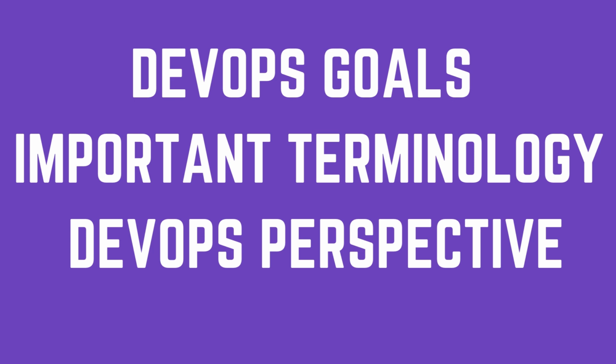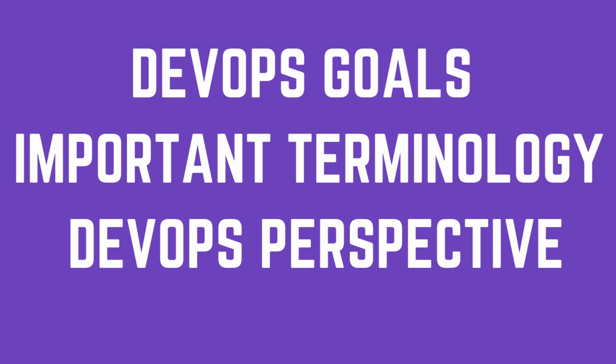Working together and communicating. The objective is to encourage a culture of cooperation between the operations and development teams. Enhanced communication, joint accountability, and mutual comprehension of each other's work processes are the results.